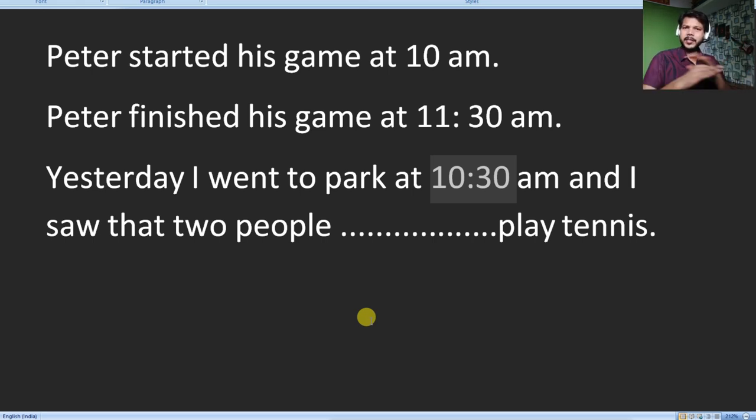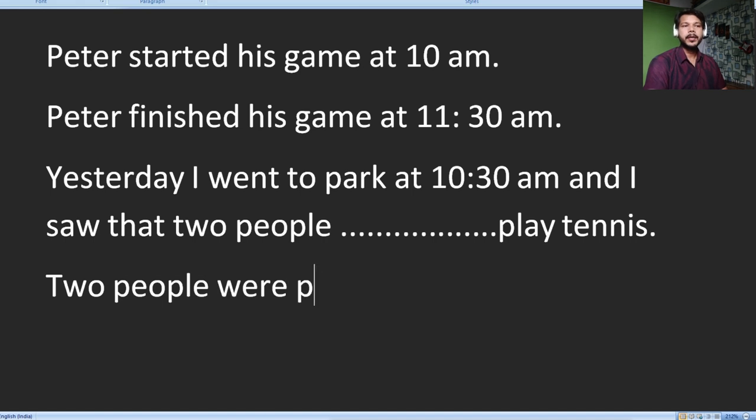This activity did not start in front of me. When I went there, I saw something was going on. I don't know when it started. I don't know when it will finish. But when I saw, the motion was going on. So if anything was going on, you definitely have to use past continuous tense. You can't say played. You have to say two people were playing tennis.